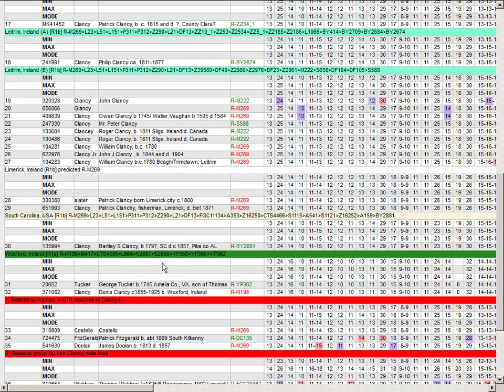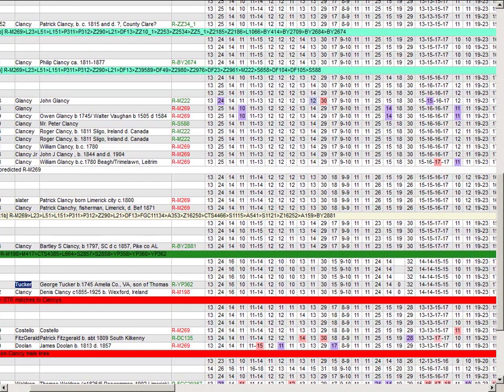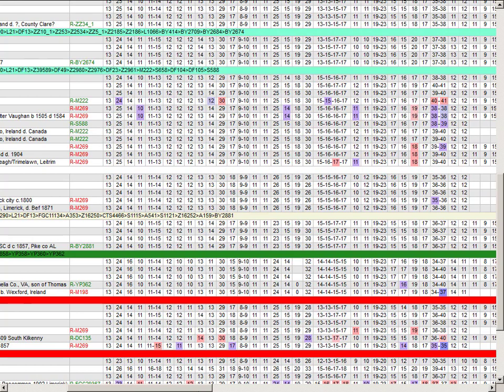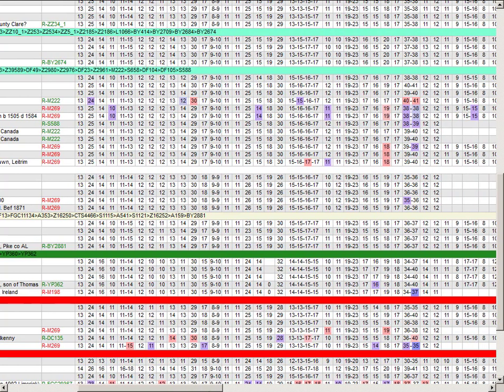Then these guys got very excited. This guy with Clancy roots in Wexford is actually from the R1A haplogroup, which is much rarer than the R1B, which is 80% of Irish men. But what was exciting was that there's a huge Tucker project in America, and he's a close match to the Tuckers. And the Tuckers were never able to find any match back in Europe to explain where the Tuckers came from.